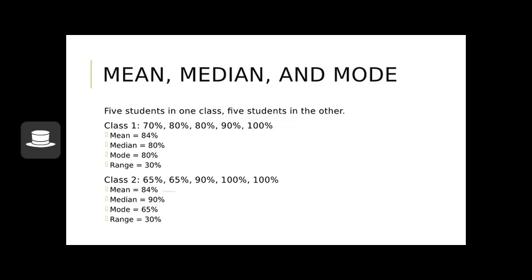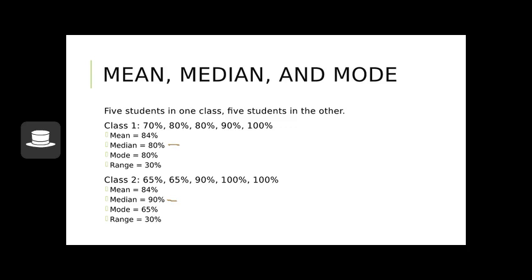Now, maybe I am the teacher of class 2. I want to show how superior class 2 is, right? So maybe I'll just report the median score, which is the number in the middle. Class 2 has a median of 90. Class 1 has a median of 80.